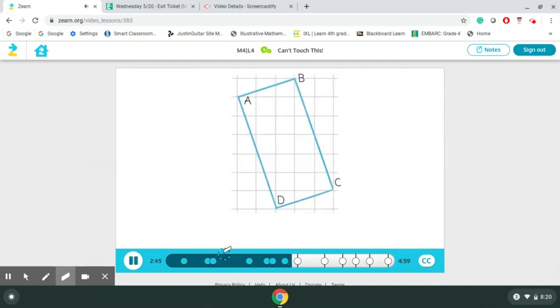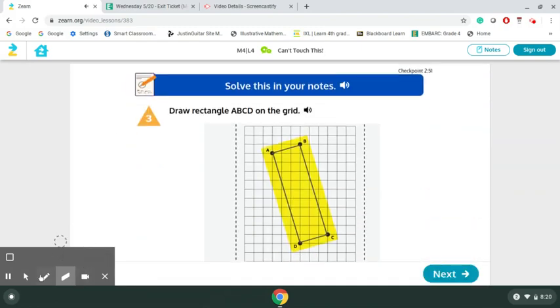On the grid paper in your notes, use your straight edge to draw rectangle A, B, C, D like mine. All right, y'all, so we have to draw rectangle ABCD on the grid. We don't have this grid paper, unfortunately. That's okay. We're going to use their example here. Let's move forward, but pay close attention to what they have drawn.